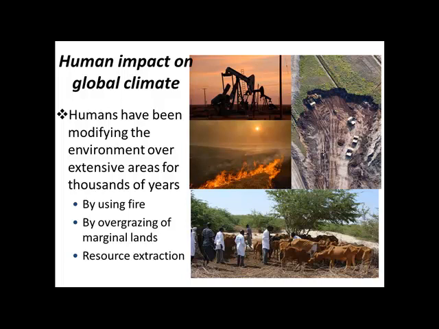They also have been extracting resources for thousands of years. Oil and coal and other types of resources that they extract out of quarries. This is not a new phenomenon. What is new is the rate that we're able to do these activities. We can do them at a much higher rate now, a much more globalized rate.